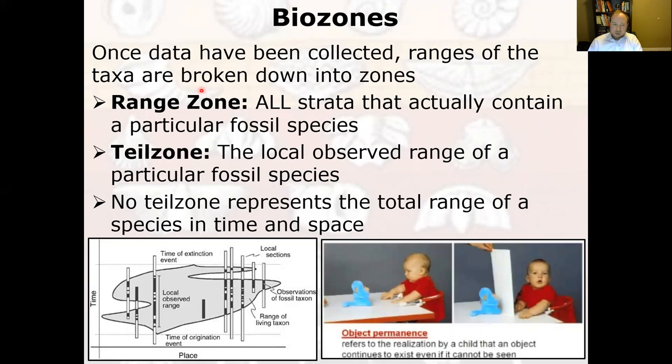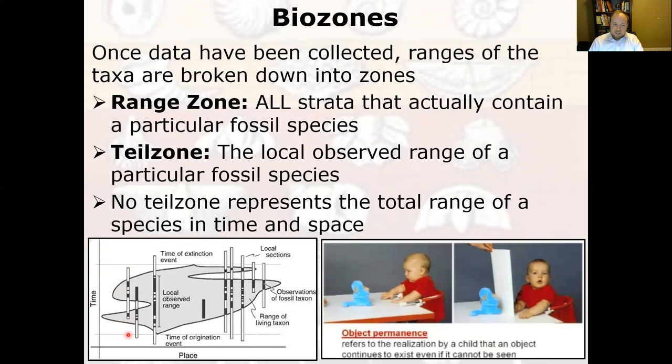Well, a range zone is all of the strata on Earth that contain that particular fossil species. So this is an example down here: time is the y-axis, place is the x-axis. So this is distribution through space, and this is distribution through time. This particular species originates here, and it goes extinct here. But at any given location, you're not seeing that entire range.